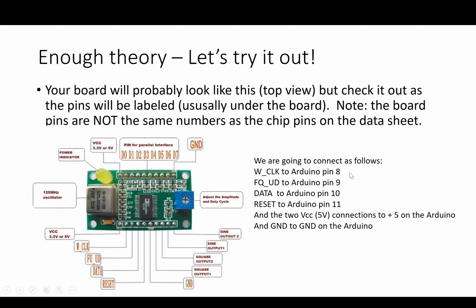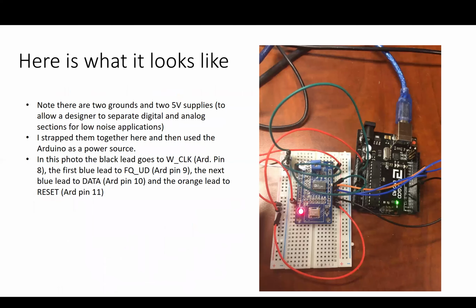I have simply chosen completely arbitrarily to use the digital output pins 8, 9, 10, and 11 to connect to this clock, frequency update, data, and reset on the AD9850, and then of course the 5 volts and ground on the Arduino to 5 volts and ground on the chip.